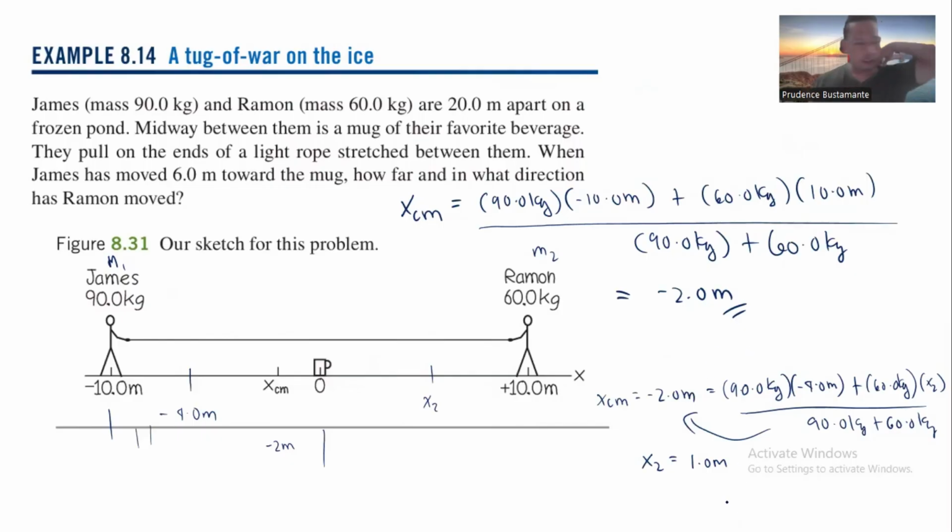So 1.0 meter. If James has moved 6.0 meters, so this is the new coordinate, and the center of mass remains in this position, the new position of Ramon should be around 1.0 meter to maintain the center of mass in this position.